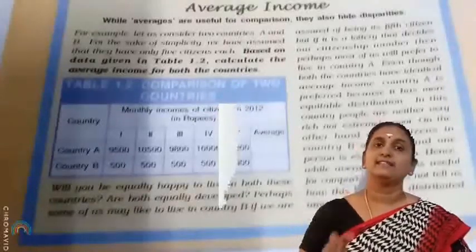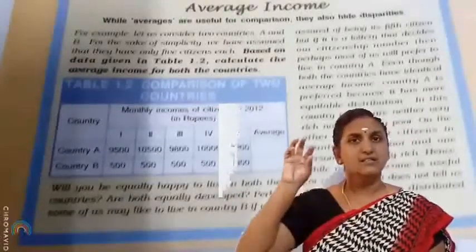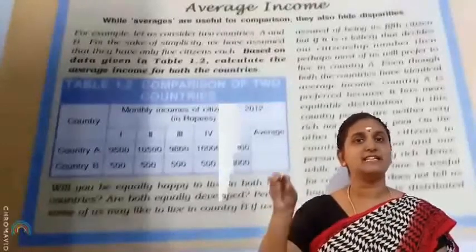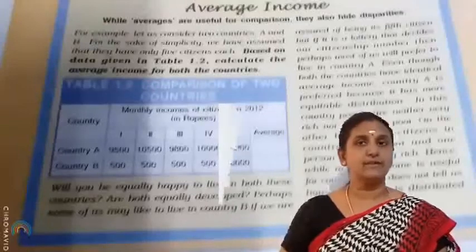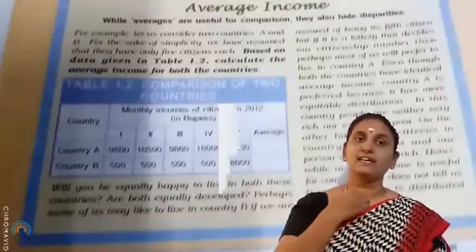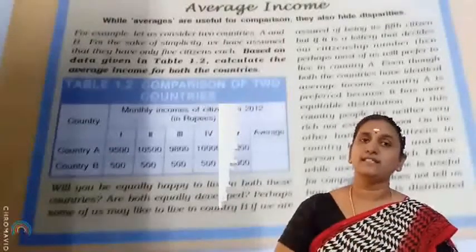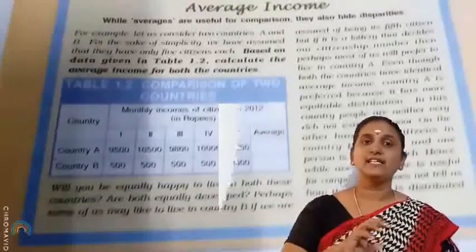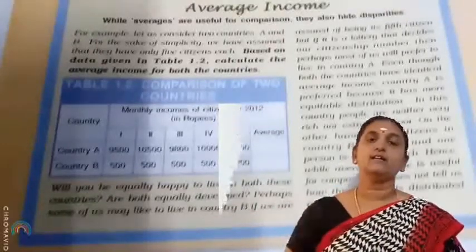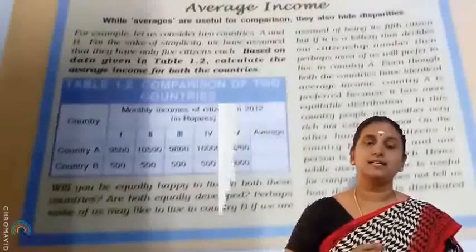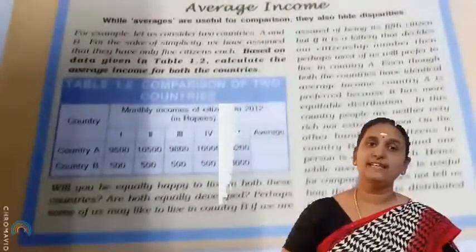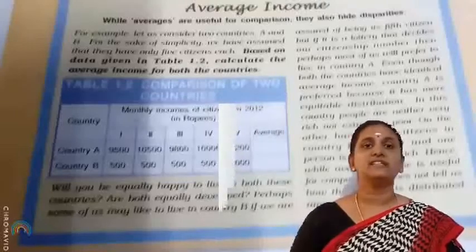No, here the more income is concentrated in a single person, so that country is not a rich developed country. When we look at country A, the incomes are equally shared by all the population. The incomes are equally shared by the people of that country. So country A is decided as a developed country.